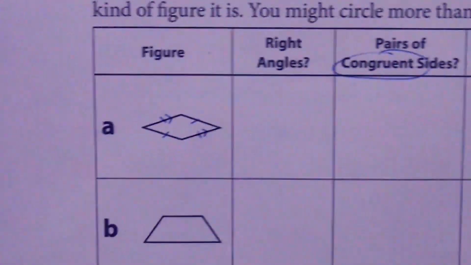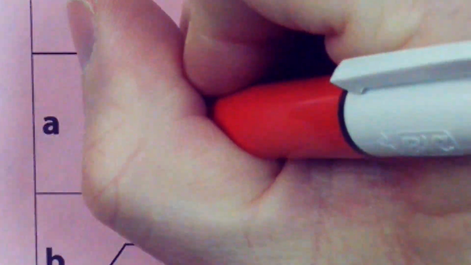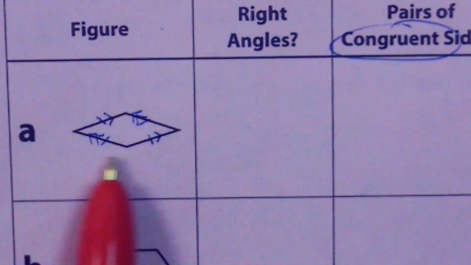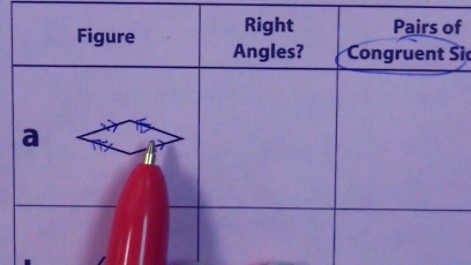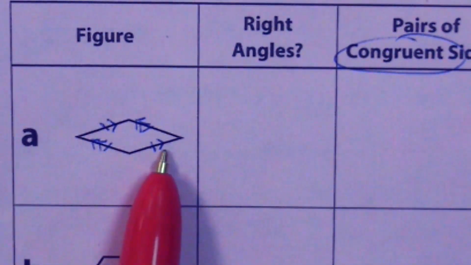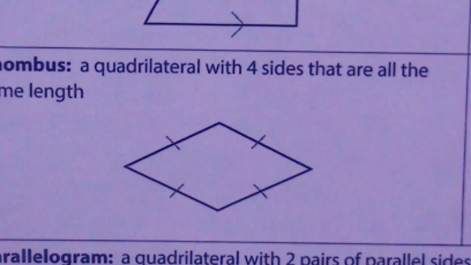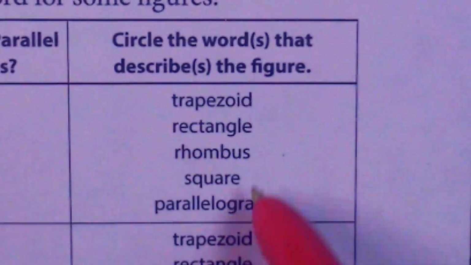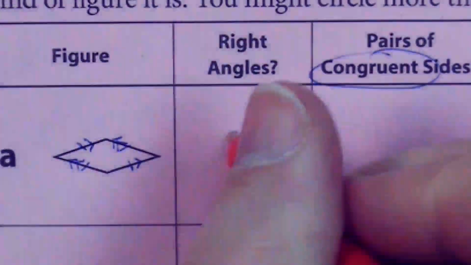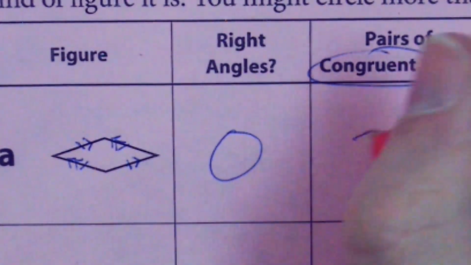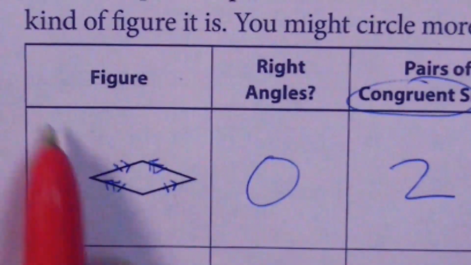Maybe I should zoom in. It seems like it's pretty far away. And then I'm going to do my double arrow, because these are a different set of parallel lines. So it might look messy, but in my brain it works out. So opposite sides are parallel. All of the sides are the same. Looks like we're looking at a rhombus, which is an option for my first one. So I can go over here and I can circle the word rhombus, and then I can answer the questions about it. Right angles? None. Pairs of congruent sides? 2 pairs. Yeah, because same.